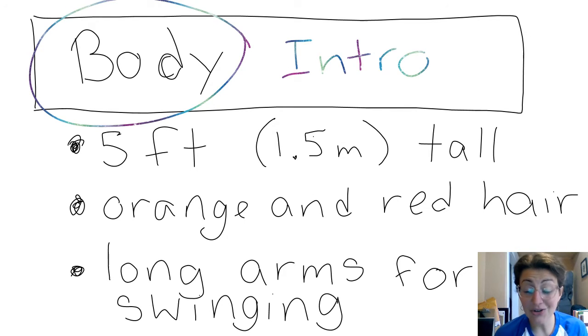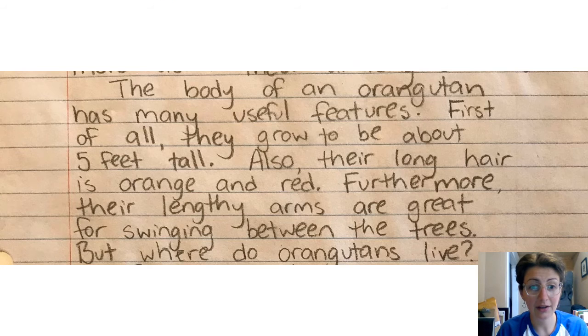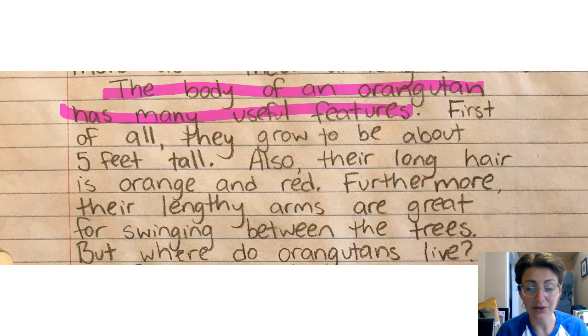So my introduction sentence of my paragraph must say that I'm talking about the body of the orangutan, because when the reader is reading the paragraph, you want your introduction sentence to tell them what they're going to read about. So I said, the body of an orangutan has many useful features. That was how I introduced that my topic is going to be the body. I made sure to say it right off the bat.